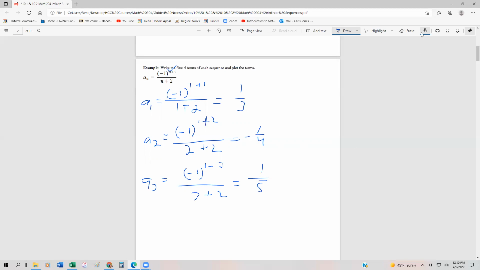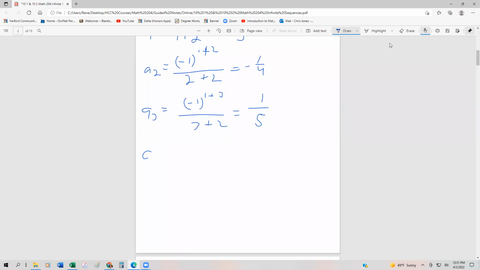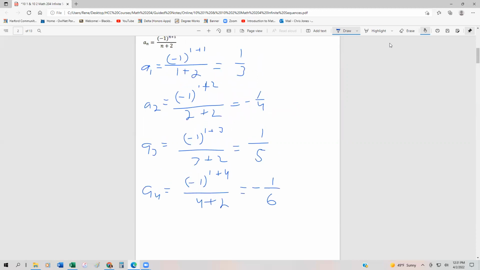is 5, right? And then we could pretty much guess that the next term is going to be -1/6, but let's just do our due diligence by substituting 4 back in. So a sub 4 is going to be -1 to the 1 plus 4 divided by 4 plus 2, which is going to be -1 to the 5th, or -1, and then 6. Okay, so these are going to be our first 4 terms in the sequence.